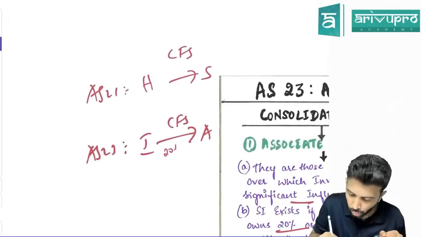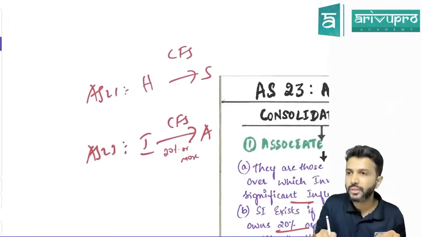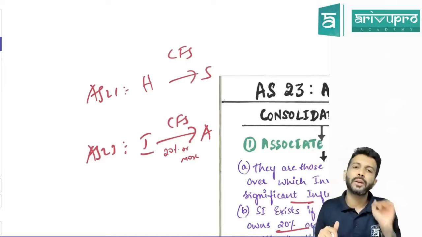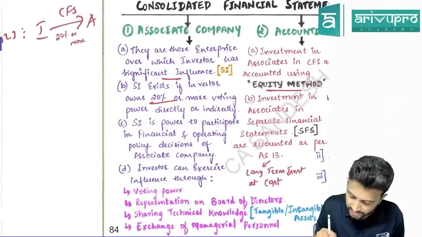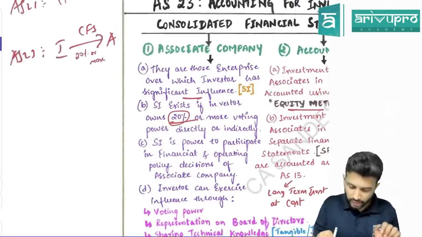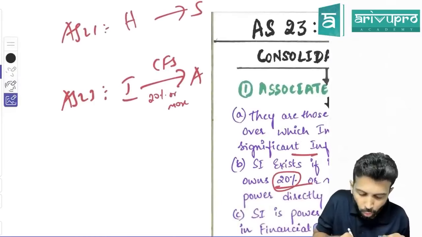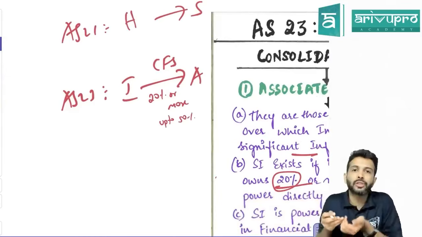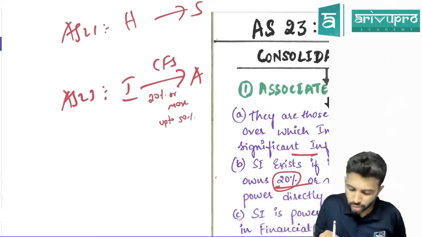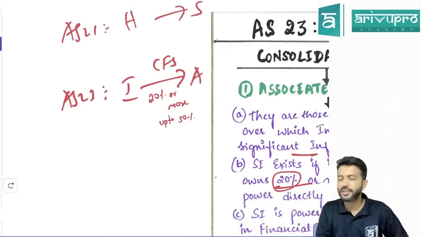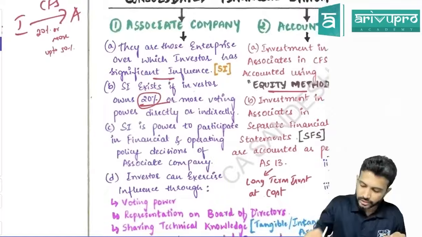As a thumb rule, if one company owns 20% or more of the shares in another company, then we say you will get significant influence. But more than 50% is control, no? Yes. So this percentage is 20% or more, up to 50%, because if you own more than 50%, you will not be an associate, you will become a subsidiary company. So in this case, how to prepare the consolidated financial statement is what we are looking at.